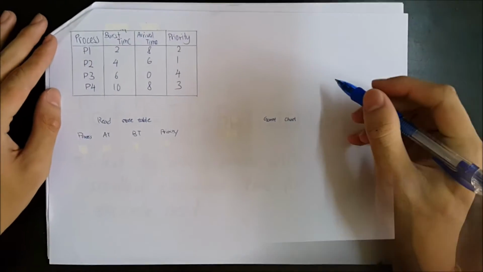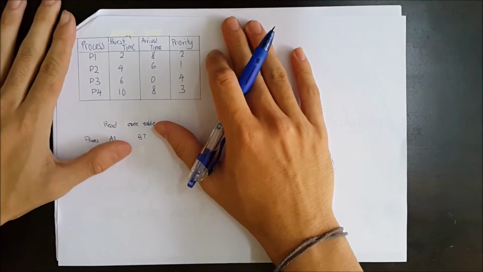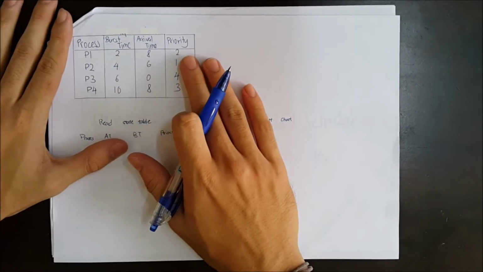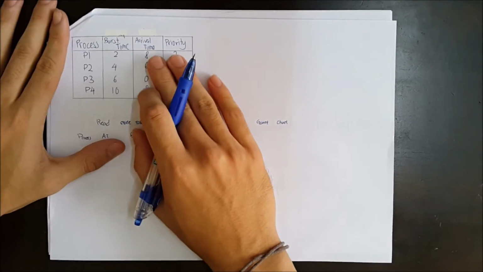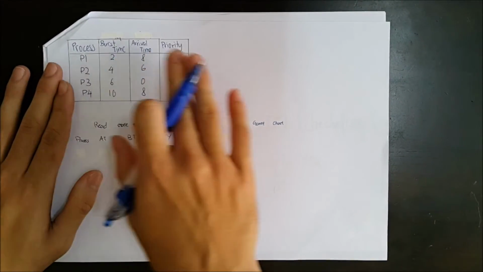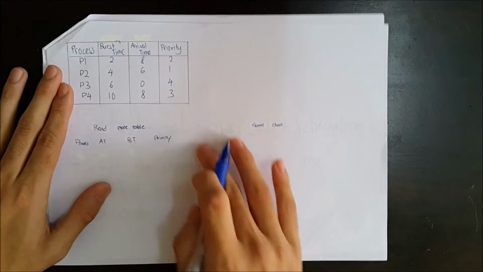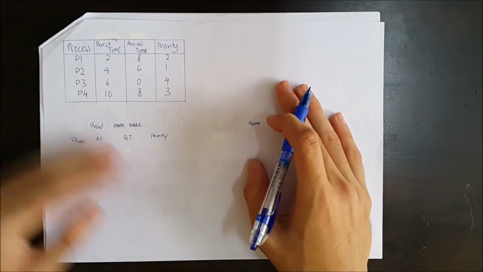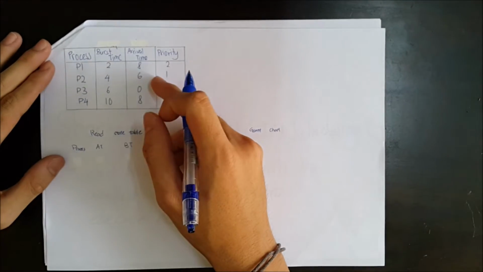Alright, let's go to the calculation part. This is the sample question. We have process, burst time, arrival time, and priority. First of all, we look at the arrival time, then the burst time, and lastly the priority. This is the ready state table, and this is the Gantt chart where we will work out the question. First we look at the arrival time.